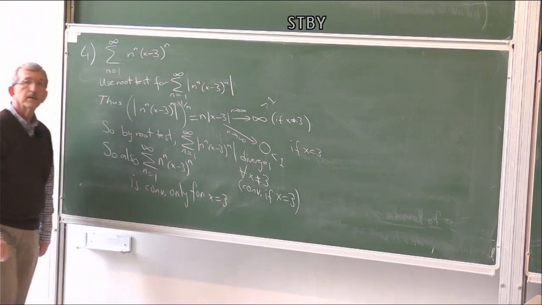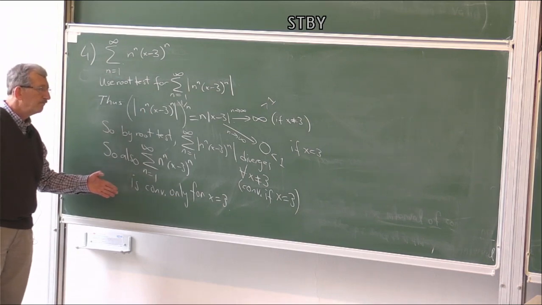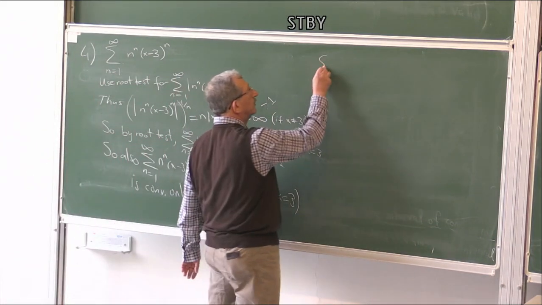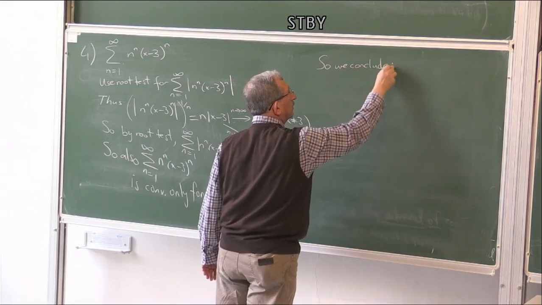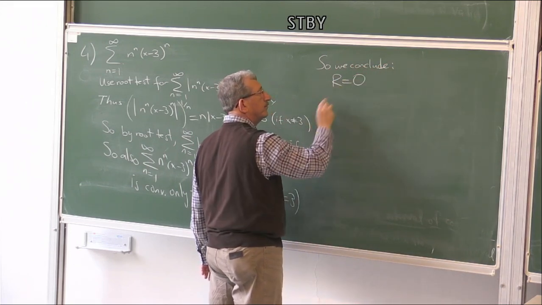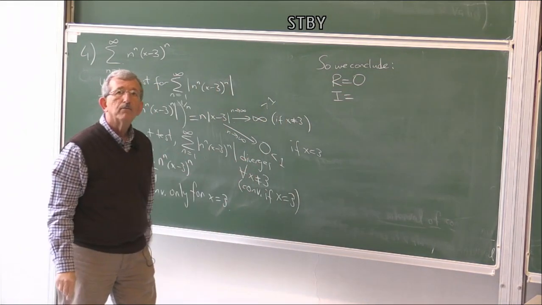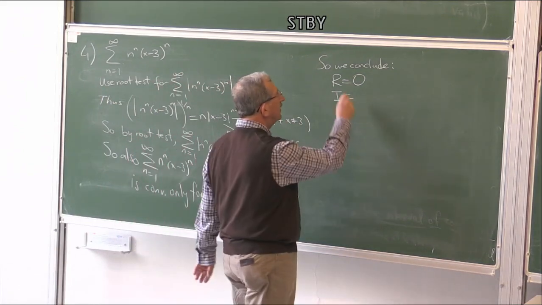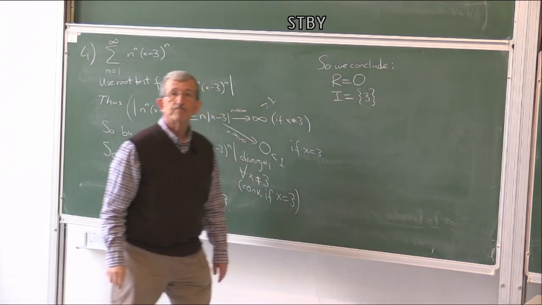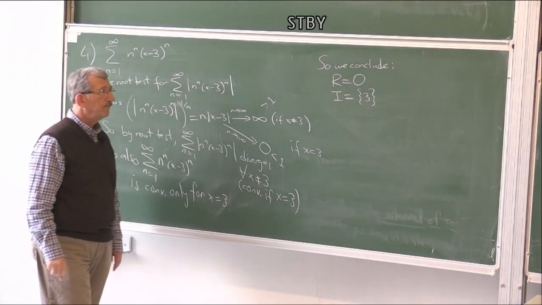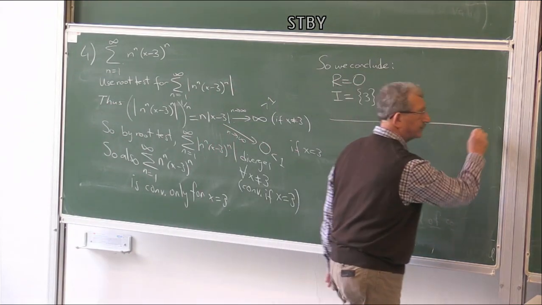This is part C in the theorem. So we conclude R is 0. You cannot go away from 3 at all for convergence. And finally, the interval of convergence is just the point 3. Anywhere else, you have divergence.